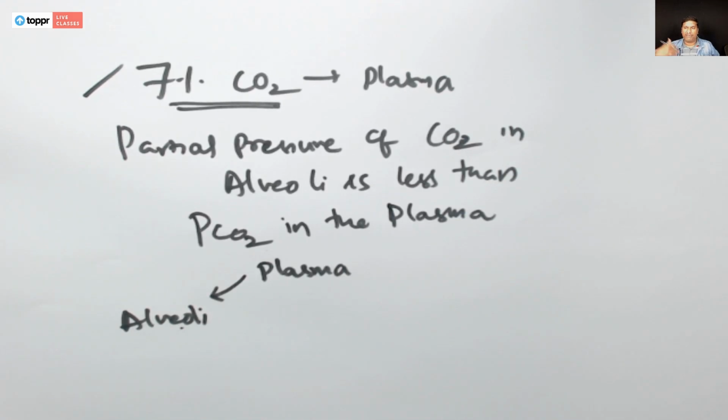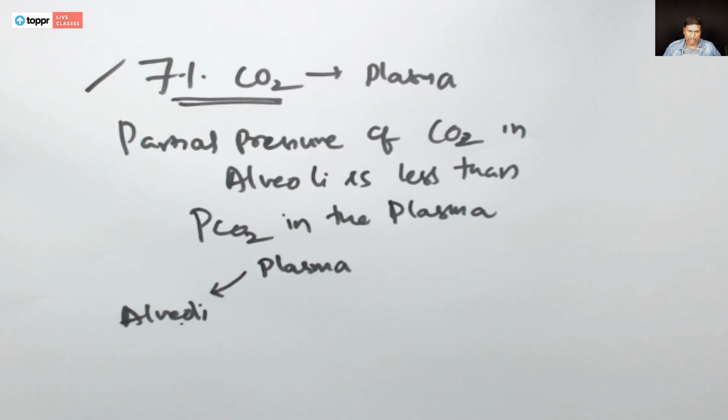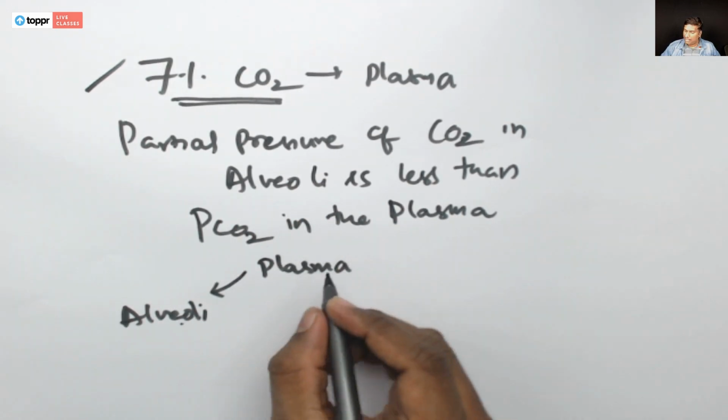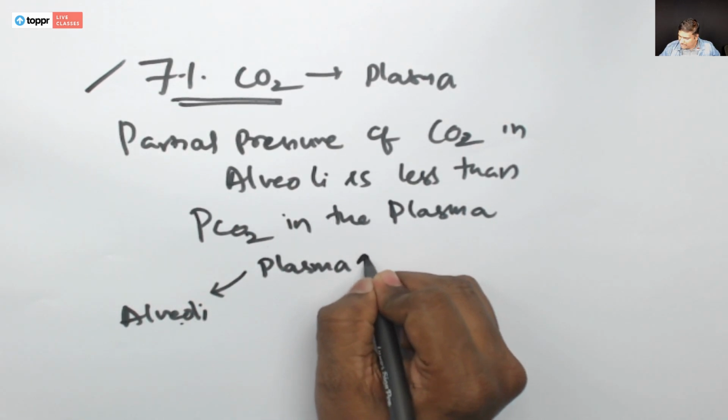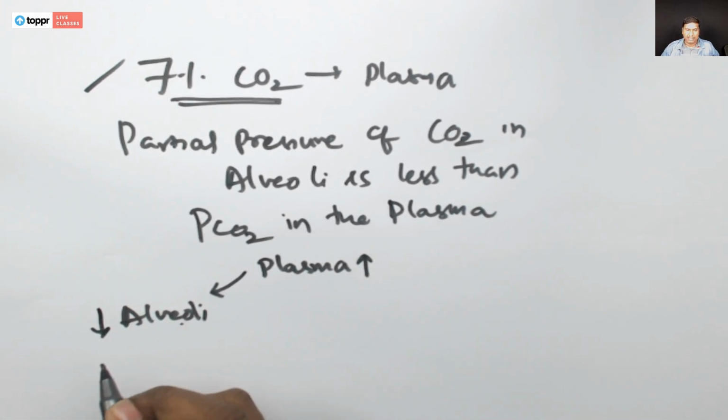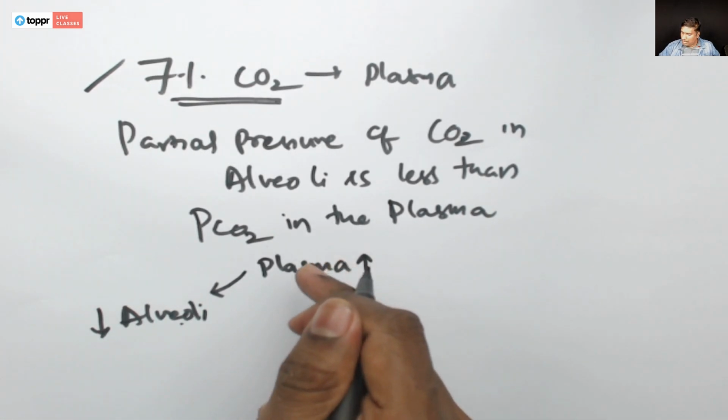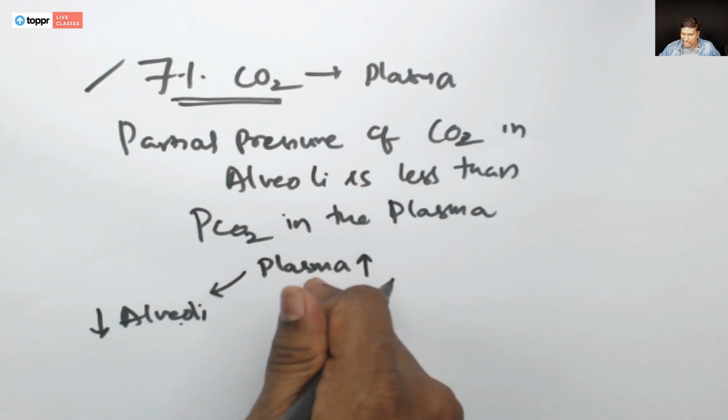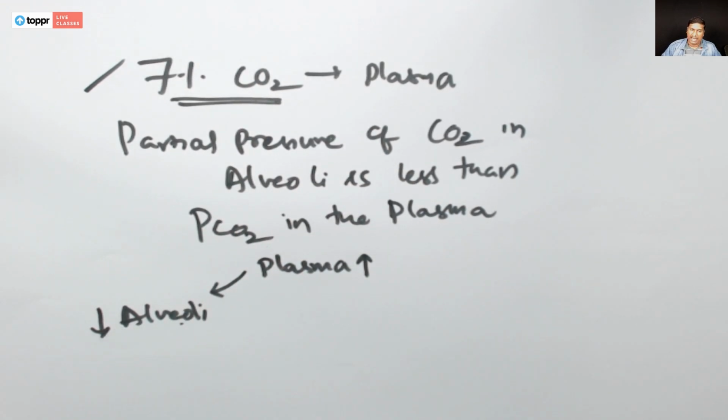From the alveoli, when we expire, when we release the gas outside, this carbon dioxide will go out. Just because of the difference in the partial pressures, since the partial pressure of carbon dioxide in the plasma is high and in the alveoli is low, the dissolved carbon dioxide is simply diffusing from the plasma into the alveoli and being released out.